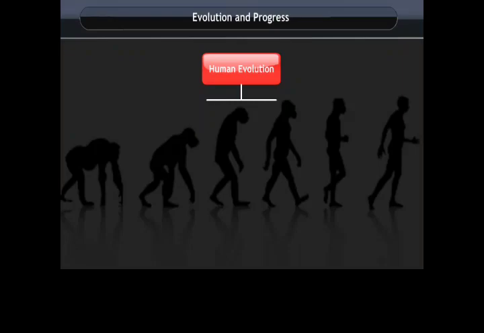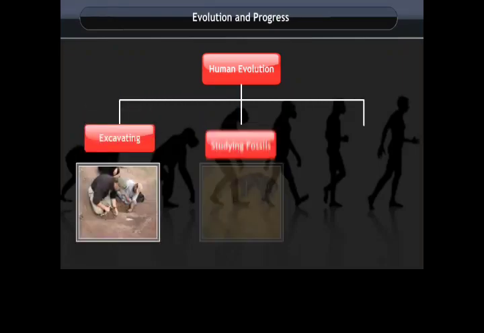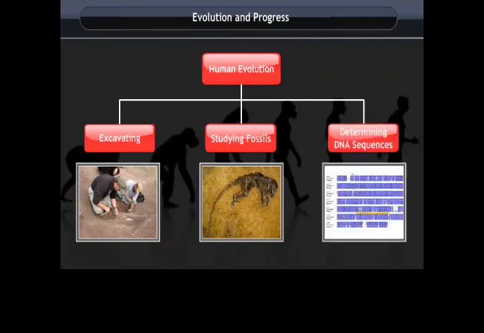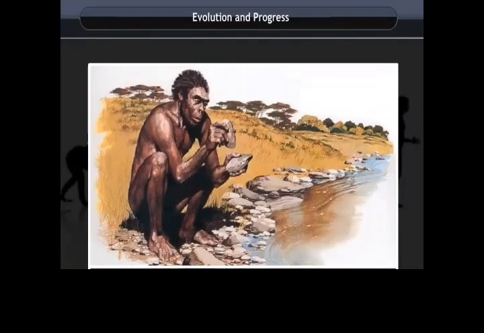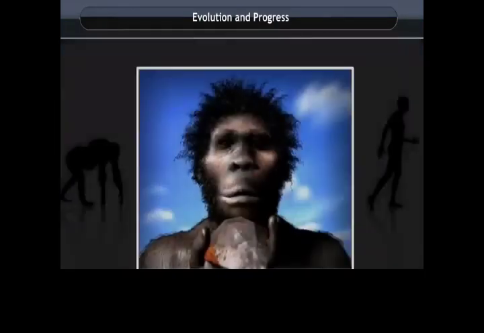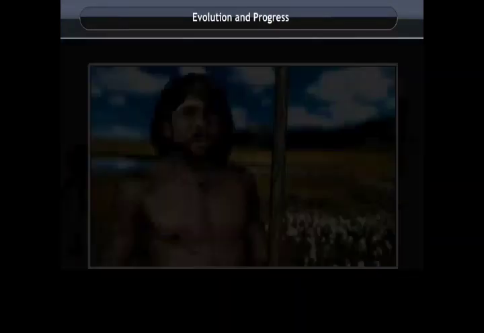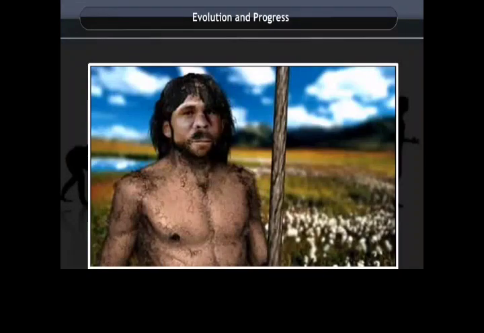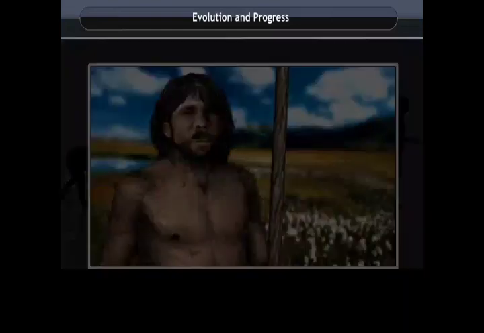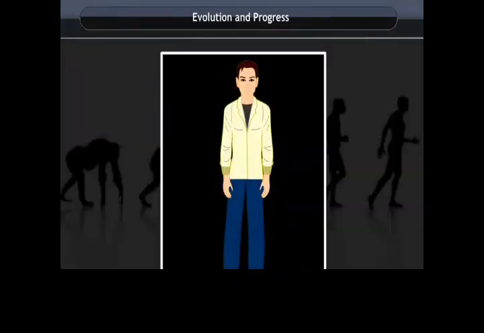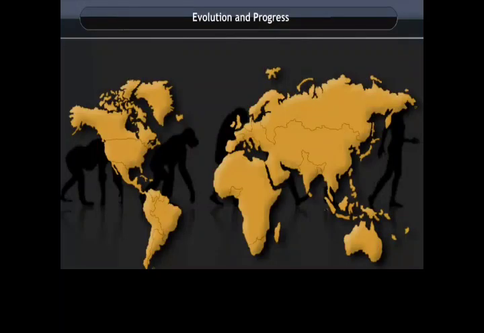Human evolution. The following have been used for studying human evolution: excavating, studying fossils, and determining DNA sequences. Regardless of where we have lived for the past few thousand years, we all come from Africa. The earliest members of the human species, Homo sapiens, can be traced there. Our genetic footprints can be traced back to our African roots. A couple of 100,000 years ago, some of our ancestors left Africa while others stayed there. The residents spread across Africa.